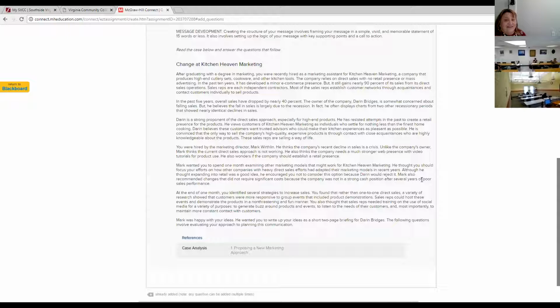They use direct sales, no retail presence or mass advertising. It has a small e-commerce presence, but 90% of its sales still come from direct sales operations. And those reps are independent contractors. They establish customer networks through acquaintances and contact customers individually to sell products. But their sales are dropping a lot, nearly 40%.